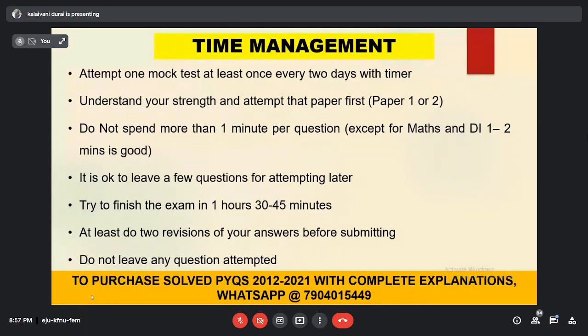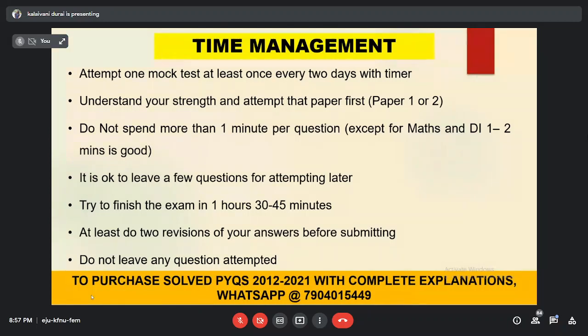Okay. Next, since there is no negative marking, there is literally no negative marking in the UGC-NET exam, do not leave any question unattempted. As I told you, if you use the technique, you can eliminate 2 options very easily in most of the questions. Out of the other 2, at least click one. Don't leave any question. If you click one, you still have a 50% chance that you will get the correct answer.